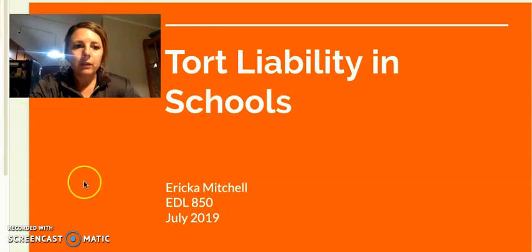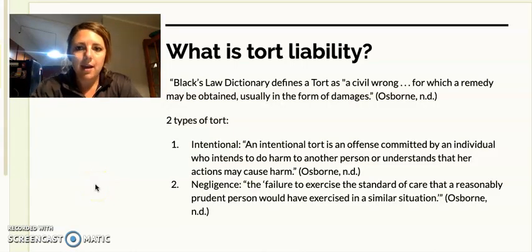So tort liability is first defined as some wrongful act or wrongful doing where the person that did the wrongful act is liable for punishment. There are two types of that. There's intentional tort, which is an act or an offense that's committed with intention to harm somebody or cause damage. And then there's negligence tort, which is accidental, or when something happens because a person was neglecting their responsibilities or neglecting something that they should have been doing.